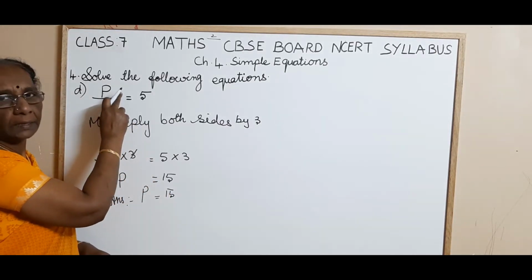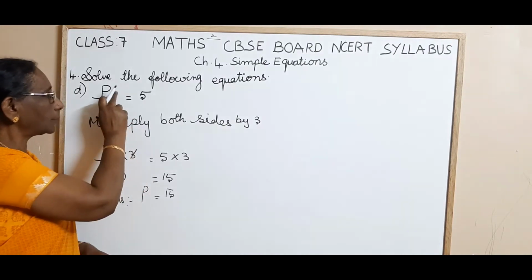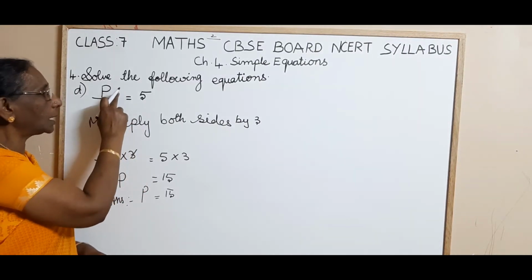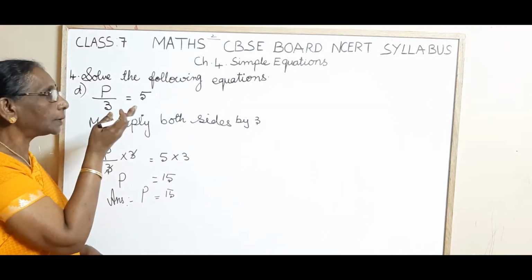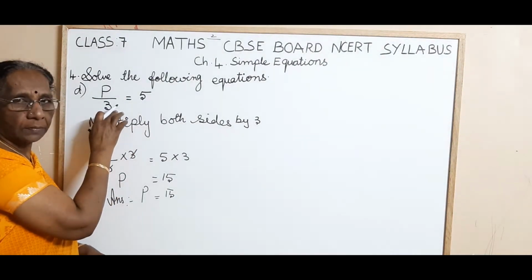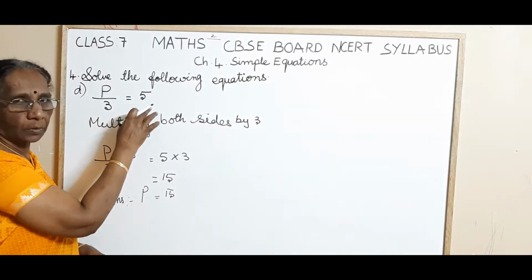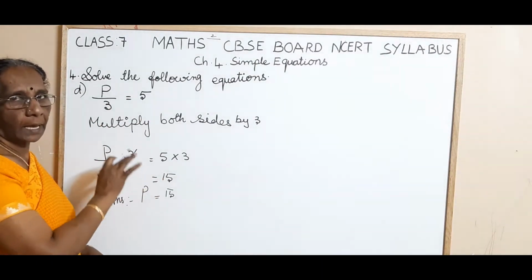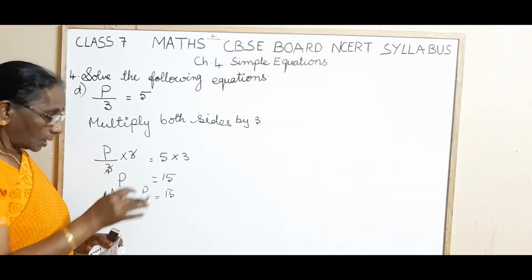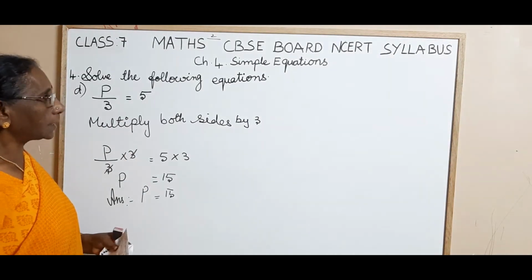Now, in the place of p, if you write 15, what will you get? 15 divided by 3. 15 divided by 3 is what? 5. So, the left hand side will be 5, and the right hand side is also 5. So, the answer we got is correct. It is satisfying the equation. Now, we'll move to the next question.